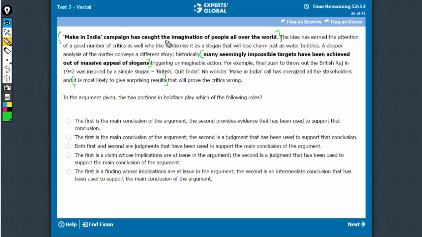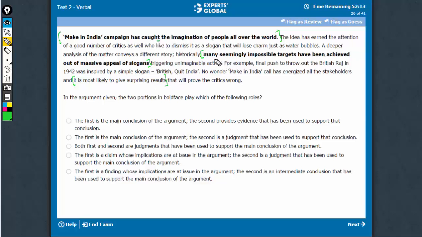See, the argument started with this. This is someone's opinion that this campaign has caught the imagination of the world. This is someone's opinion. And the implication of this instance is what the argument analyzes. So the conclusion, how is it linked? It gives the implication of this particular instance.